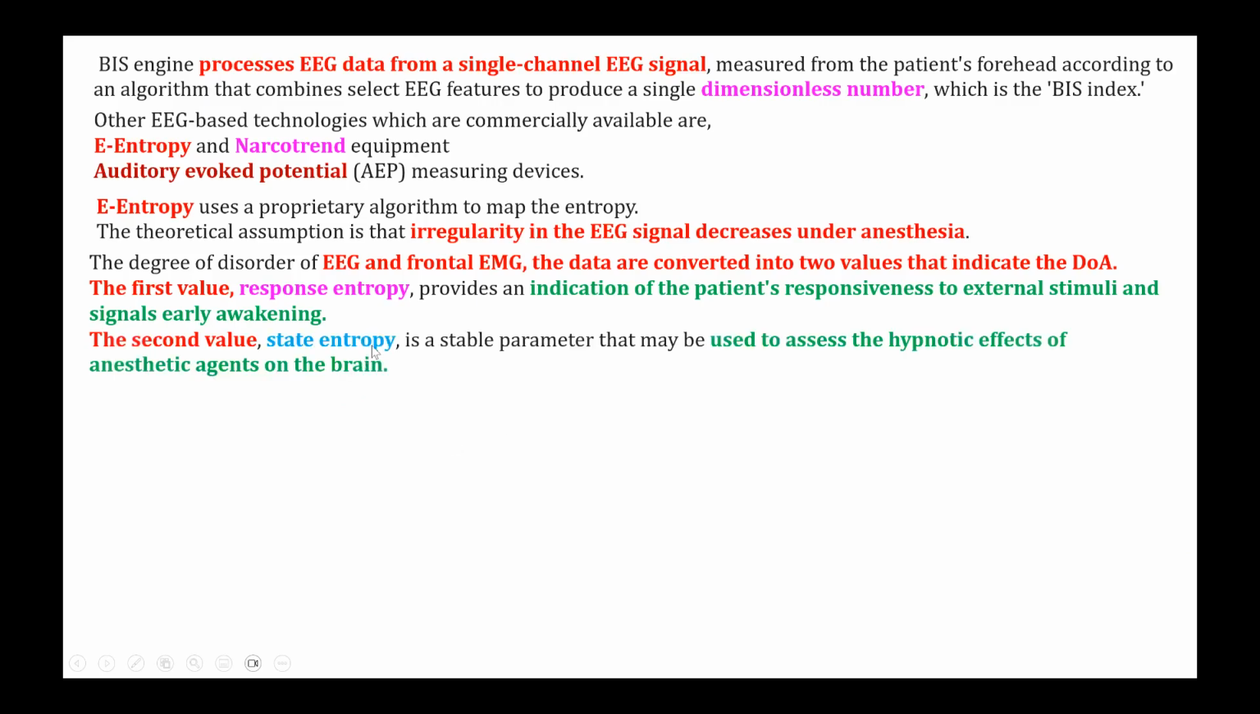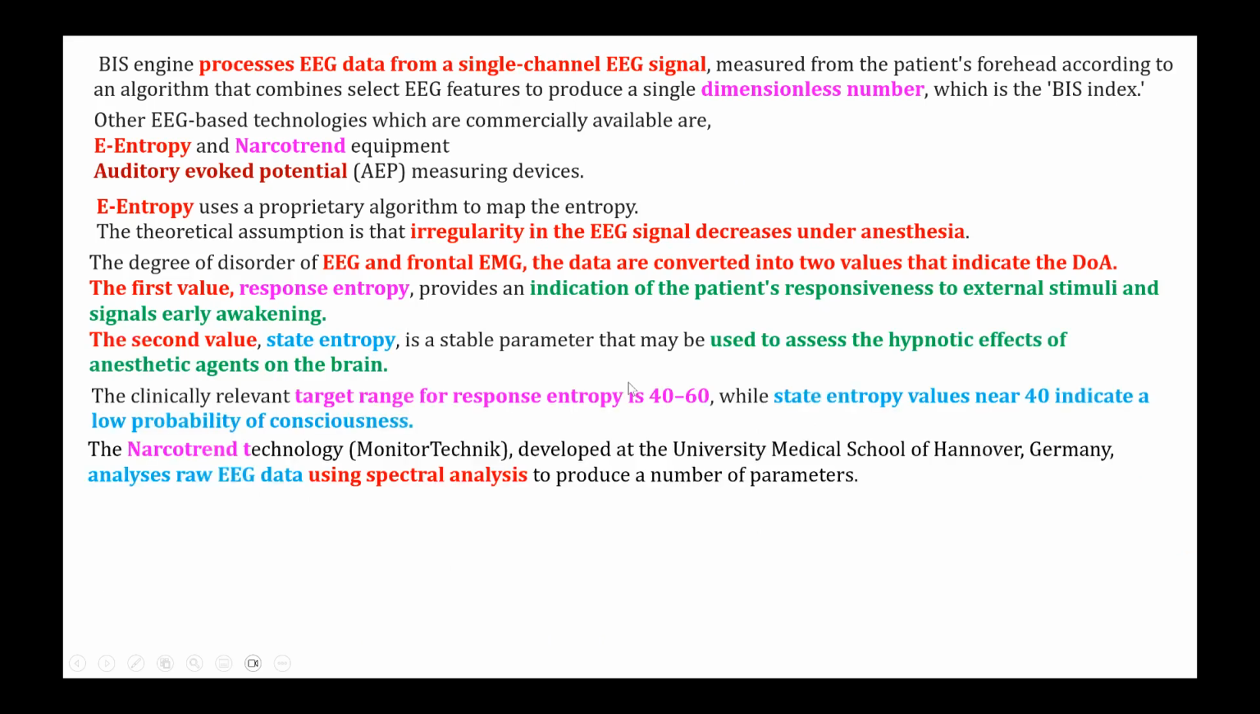Whereas the state entropy is used to assess the hypnotic effects of anesthetic agents on the brain. So state entropy actually indicates the suppression that is produced by the drug. The target range for response entropy is 40 to 60, whereas a state entropy value near 40 indicates a low probability of consciousness. So 40 for both indicates that that's the correct surgical plane.